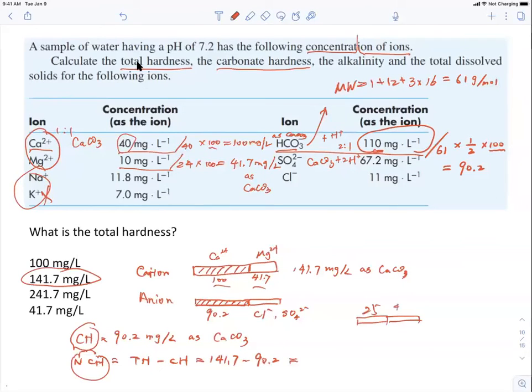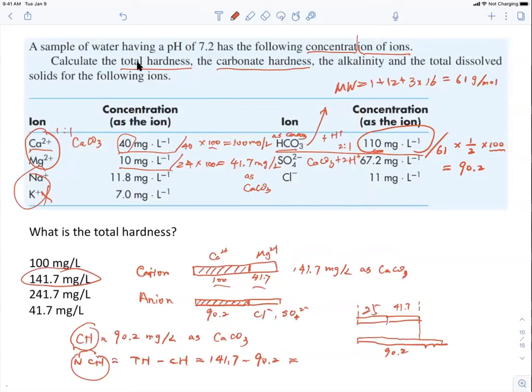We have 41.7 as the magnesium, right? And then you still have the same amount of bicarbonate ions. This is going to be 90.2. Okay, so now the total hardness is going to be different. And similarly for the carbonate hardness, the same.